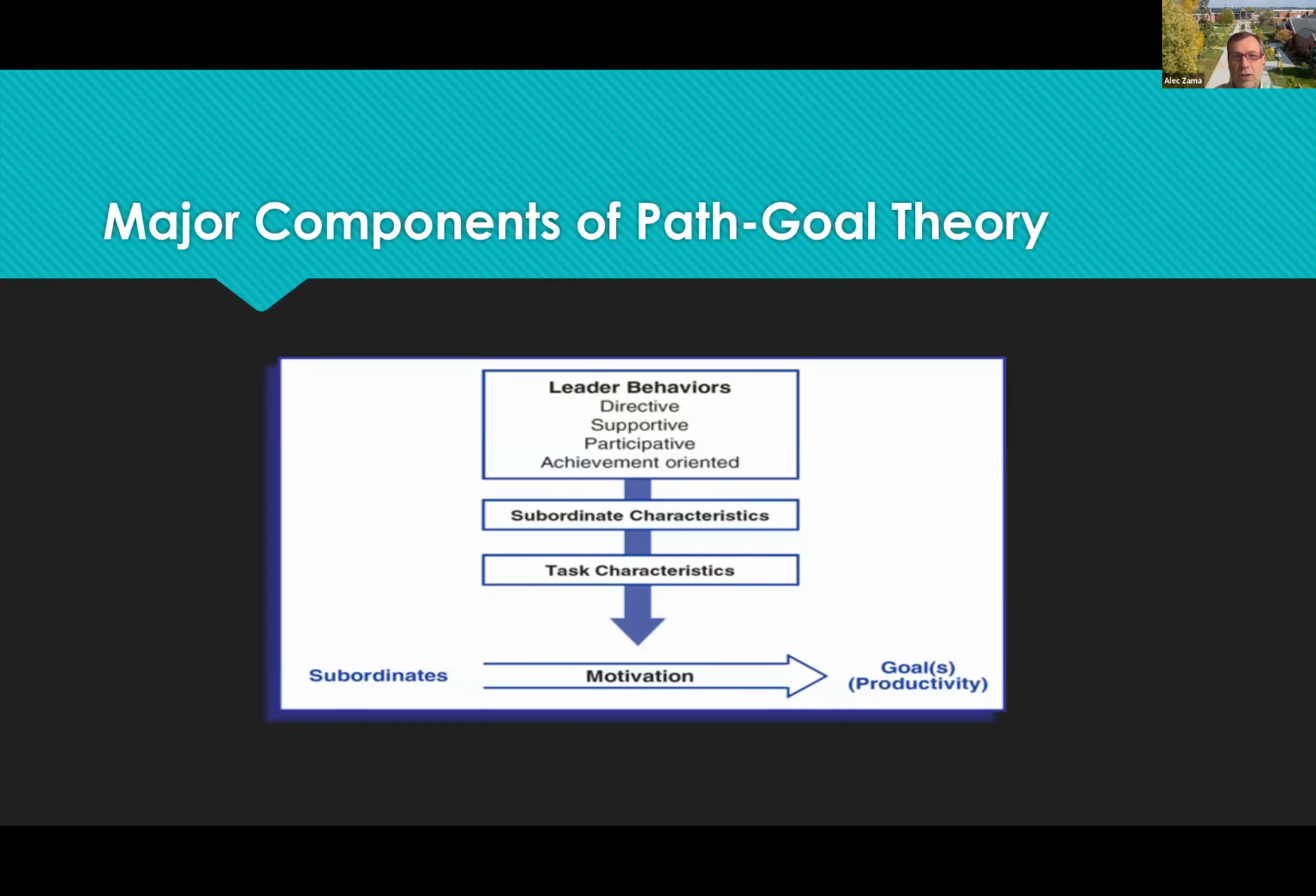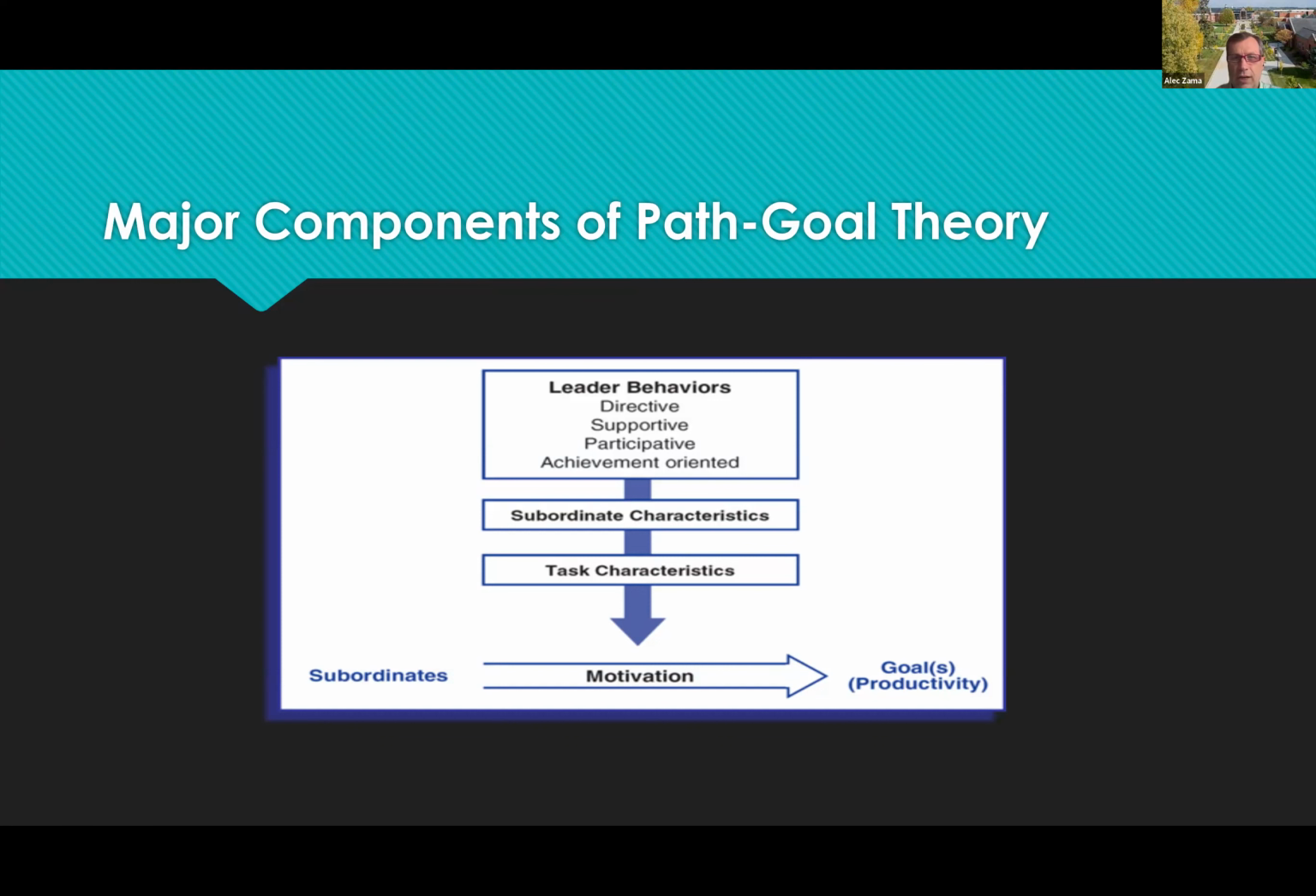So here are the major components of the path-goal theory. See at the bottom here, we have subordinates on one end and goals on the other, and motivation is in the middle. So the role of a leader is to understand the other contingencies that impact motivation, and to ensure that subordinates are motivated in order to work toward goal achievement.